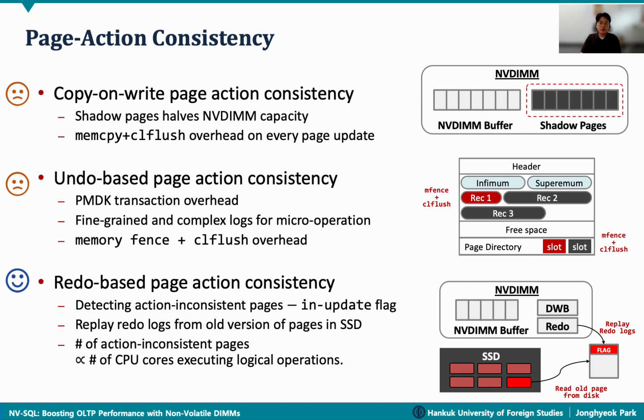Finally, MVC-curl uses the redo-based page action consistency method. We employ the inUpdate flag to monitor action-inconsistent NVDIMM pages. This flag is set during page modifications and is unset once those modifications are complete. As a result, this flag effectively identifies pages with action inconsistency. To recover these inconsistent NVDIMM pages, we apply redo logs using older versions of the pages stored in SSD.